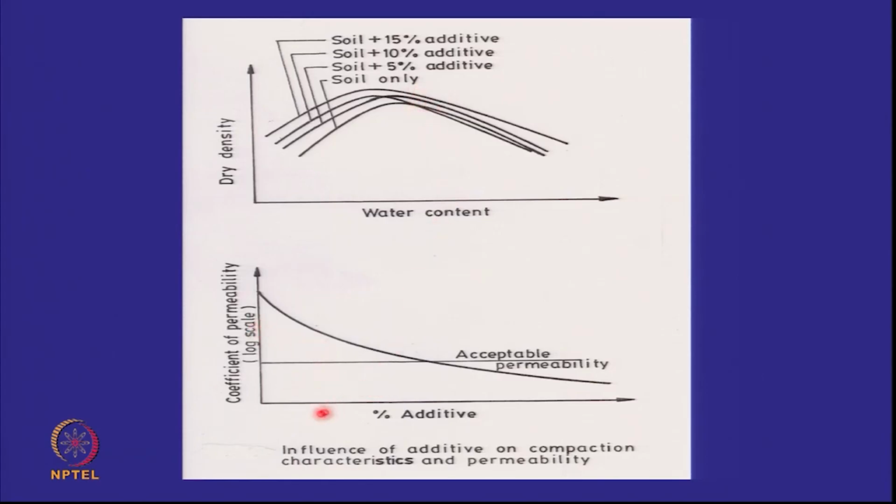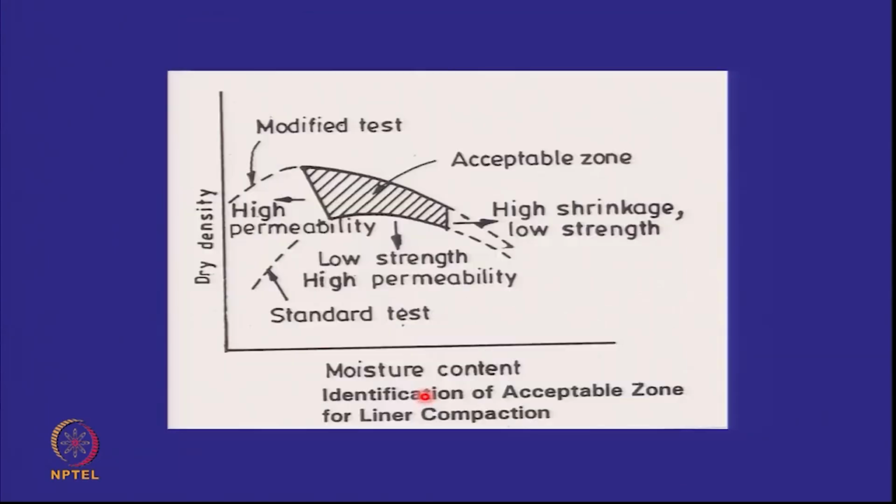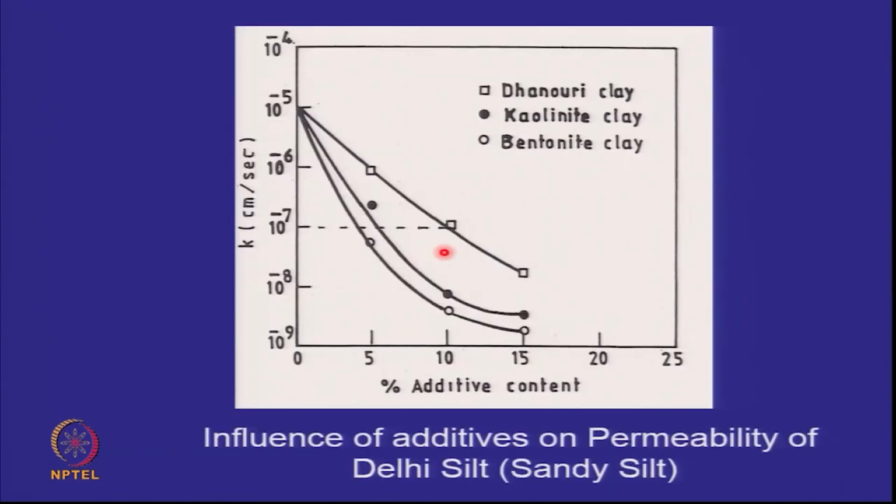And then for each curve at a given prescribed water content wet of the optimum, I can find the permeabilities, and I can get a plot of coefficient of permeability with the percentage additive that I have added. And again, this will give me how much additive is required for getting the permeability. And this we have already discussed earlier, we should preferably be on the wet side of the optimum.